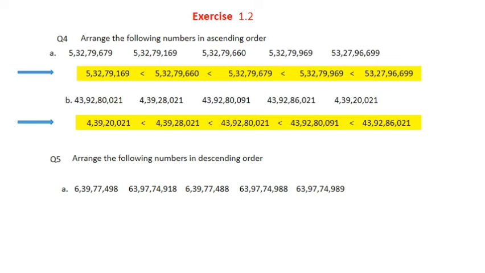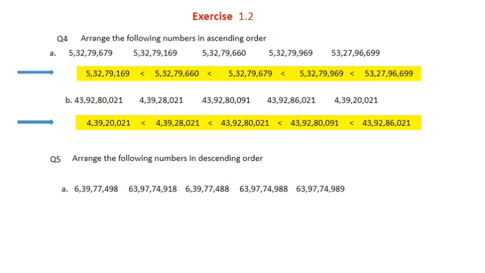Now if you see, this is 97 lakh, 97 lakh, 97 lakh. Again they are the same. Now we have to compare the next, the thousand place. Here it is 74,000, 74,000, 74,000. They are the same. Now the ones place. Here it is 918, 988, 989. If you see, 918 is the smallest.